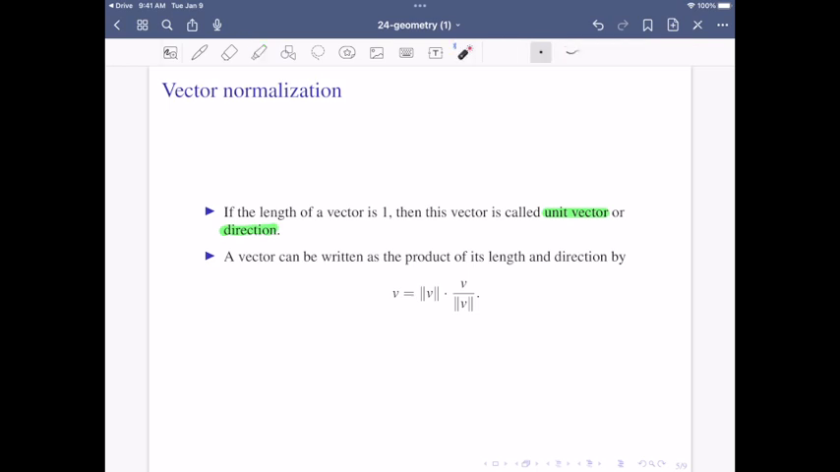So what it means is, if you're given an n-dimensional vector v, first you can calculate its length, and it can be multiplied by the vector divided by the length. So basically this is just length multiplied by direction.